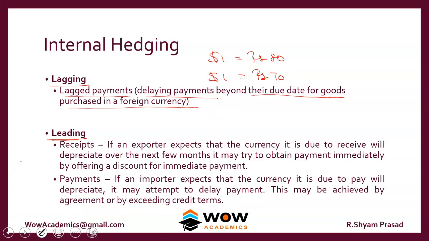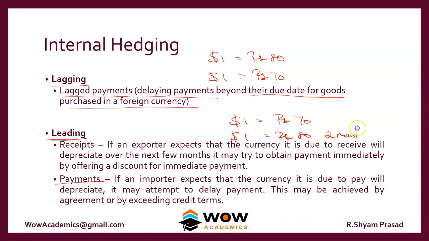So this can also be done in terms of a payment. For example, the current dollar price is $1 to 70 rupees, and you feel that it might move against you in another 2 months' time.